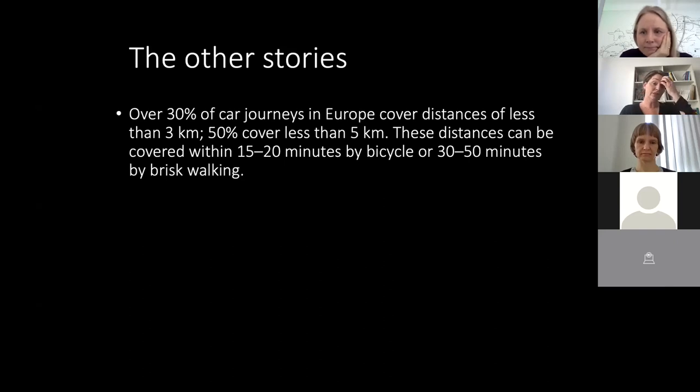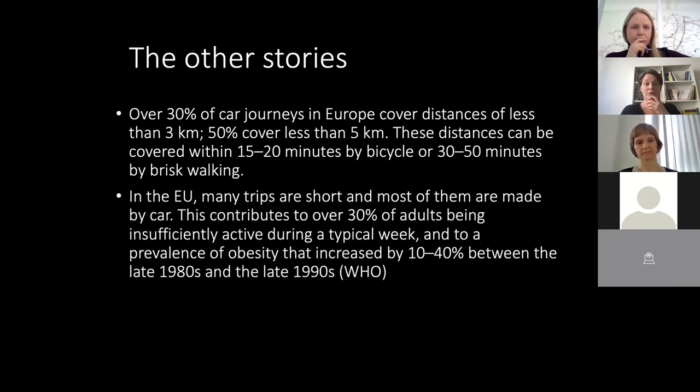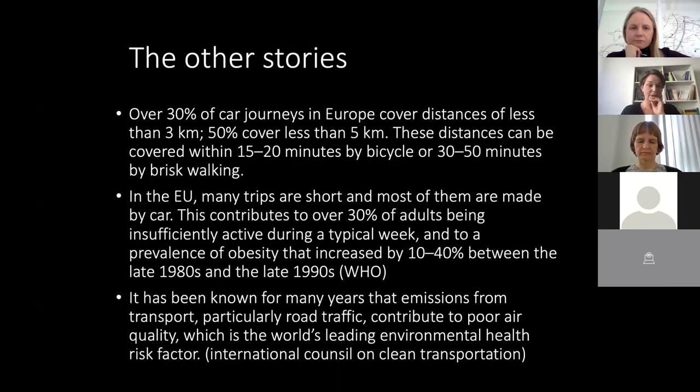And basically one of the things we know, and these are the stories we don't talk about, is that over 30% of car journeys in Europe cover a distance of less than 3 kilometers, and 50% cover less than 5. These distances can be covered in 15 to 20 minutes by bicycle or 30 to 50 minutes by walking. In the EU, many trips are short and most of them are made by car. This contributes to over 30% of adults being insufficiently active during a typical week and to a prevalence of obesity that increased by 10 to 40% between the late 80s and late 90s.